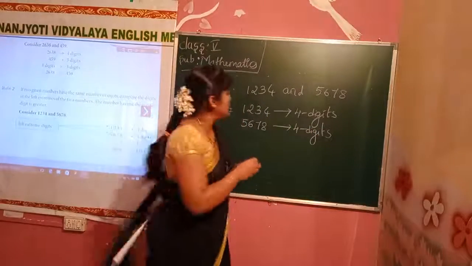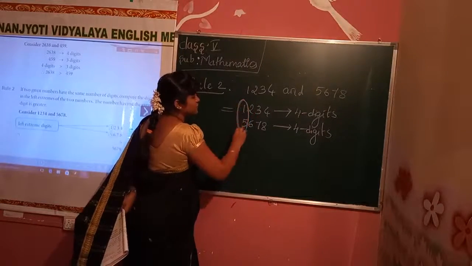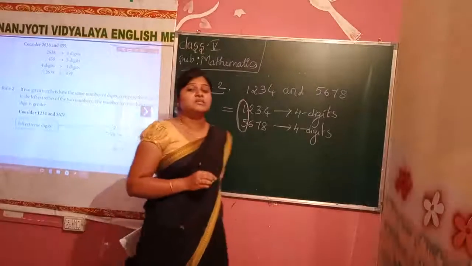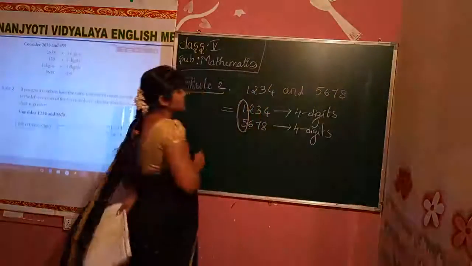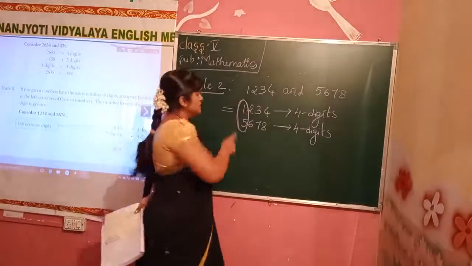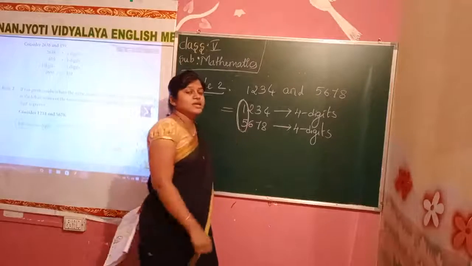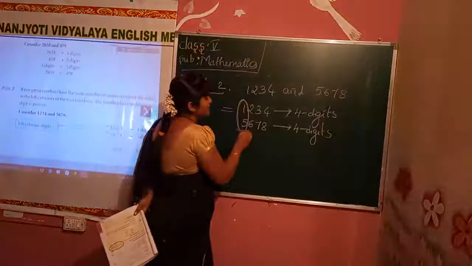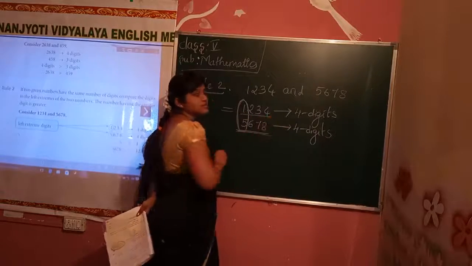We have to see the first place of the digits. We have to see the first digit of the numbers and start comparing. So here 1 is there, here 5 is there. Which is the greater number here? 5 is the greater number. This number is greater than this.